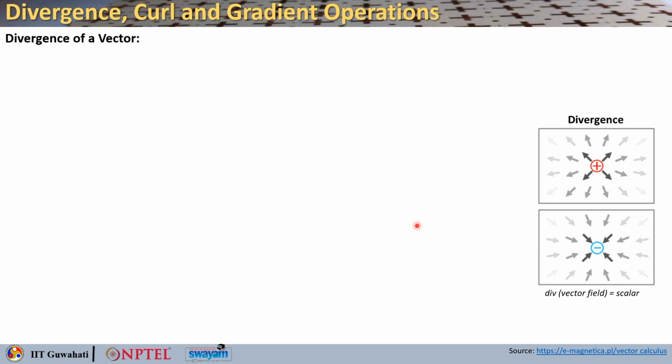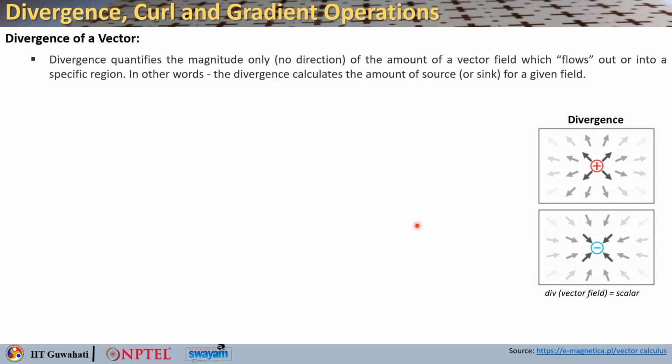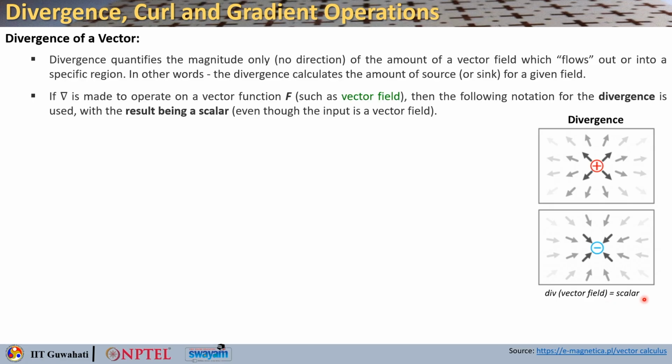Now, the next important operator is divergence of a vector. So, the divergence basically quantifies the magnitude only, okay. It does not tell you about the direction of the amount of vector field which basically flows out or into a particular region. So, in other words, you can say that the divergence basically calculates the amount of source or sink for a given field. So, divergence of a vector field will be a scalar.